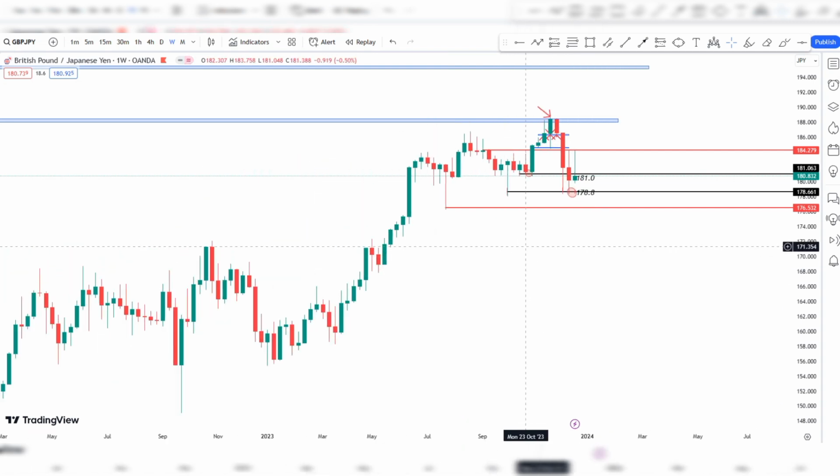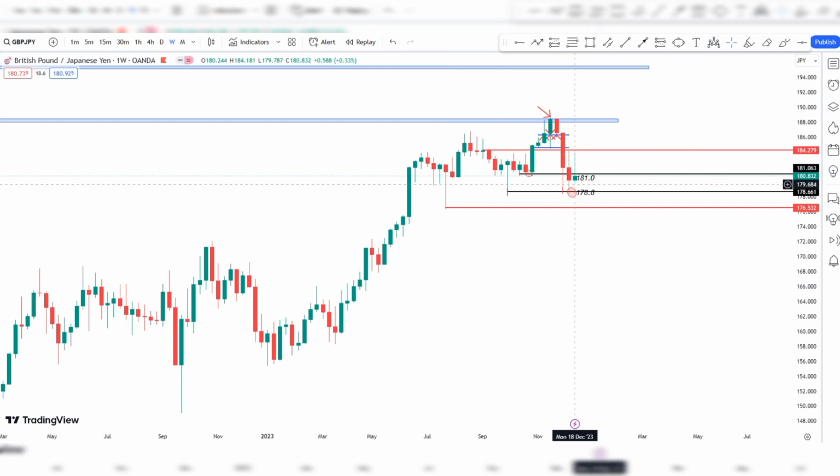Given how this weekly candle closed, you can see this very strong bearish pin bar, an indication that there were a lot of sellers, and price is still pushing to the downside, which I expect to happen in the coming weeks. I'm expecting price to continue to the downside, possibly all the way down to the 176.5 area.